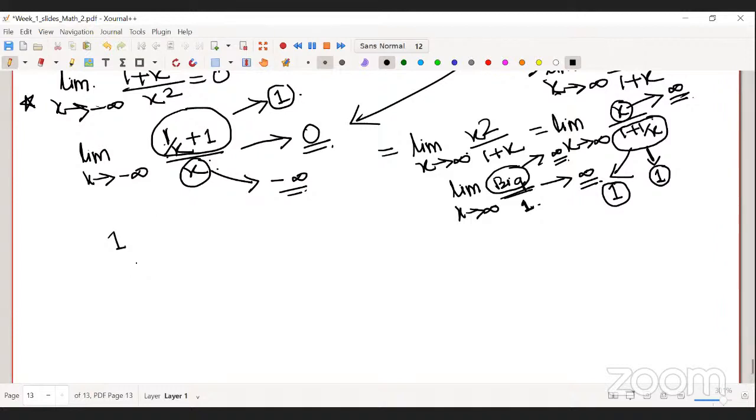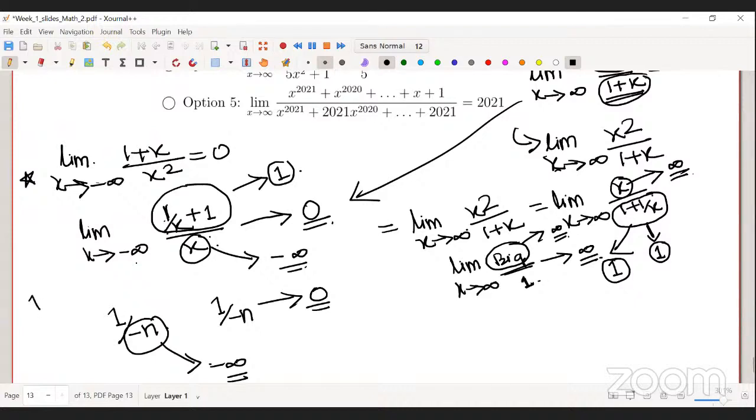If you take this particular sequence 1 by n, this diverges to minus infinity, but this sequence 1 by minus n converges to 0. So this is the same scenario. So 1 by x plus 1 converges to 1, but this x diverges to minus infinity. So below you have something huge, and above you have 1, which is very small compared to the below. So the limit will converge to 0.